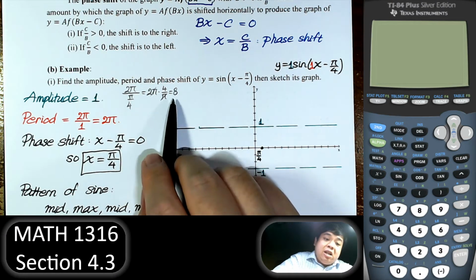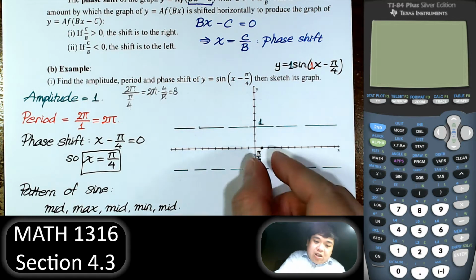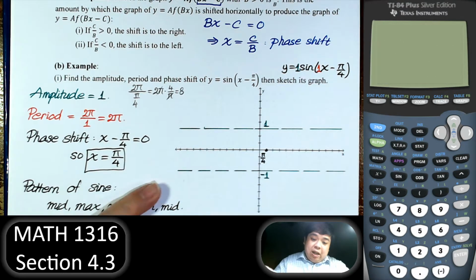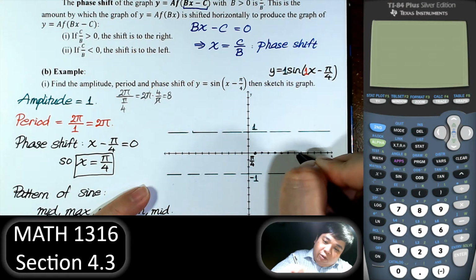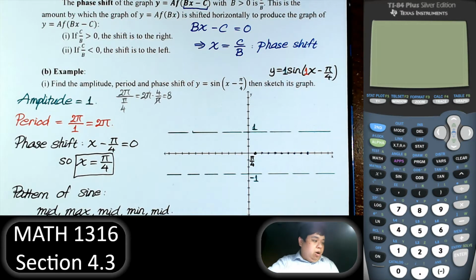Then the period is going to be 8 times that long. So that looks reasonable. So this little is a phase shift. Multiply that by 8. So 1, 2, 3, 4, 5, 6, 7, and 8. So this will give us 1 period.